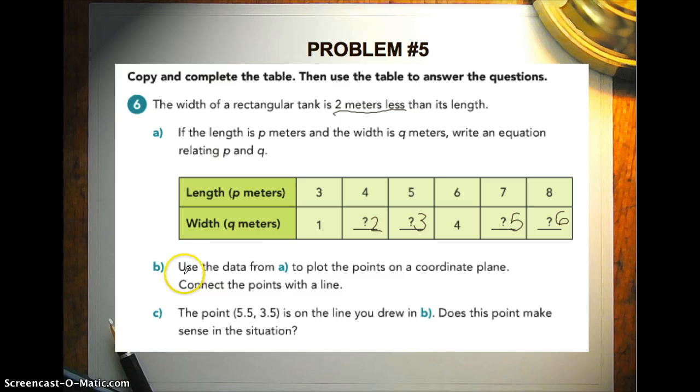Great. Part B, use the data from A, right here, to plot the points on a coordinate plane. Connect the points with a line. So here's the key word. Linear equations, after you plot it on a coordinate plane or a graph, it will make a line. That's how you know it's a linear equation. All right? So if you need to write that down, please make sure you do. Linear equations, when drawn on a graph, make a line.